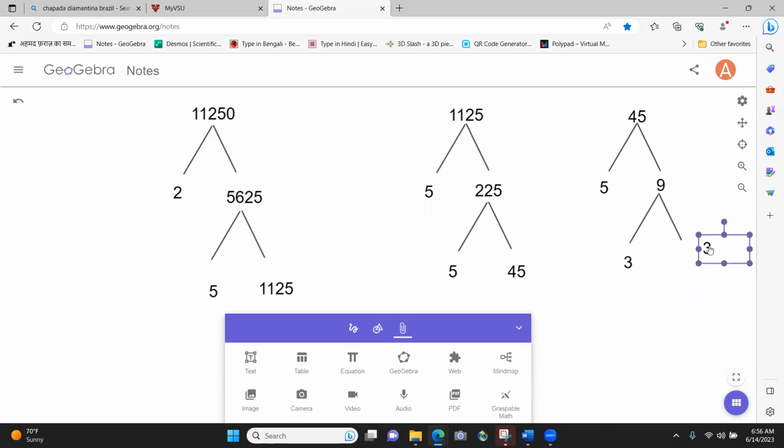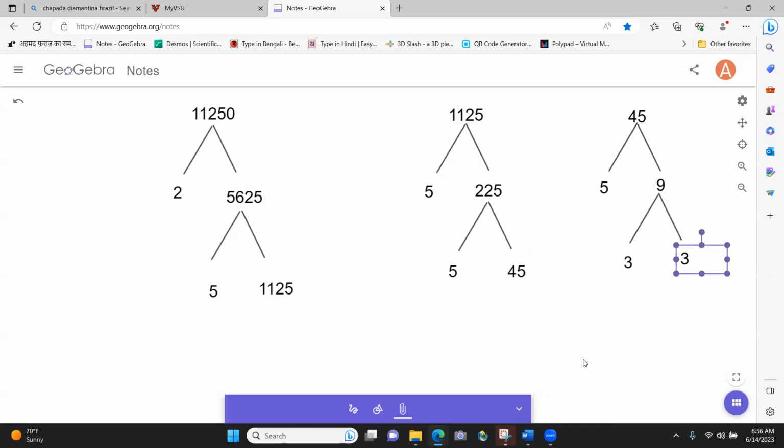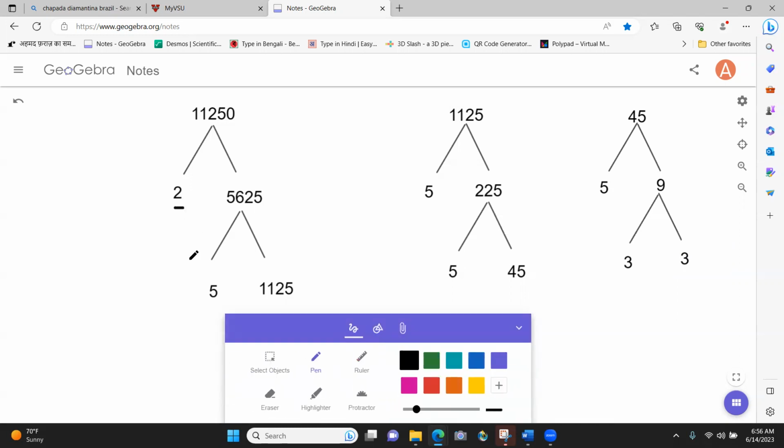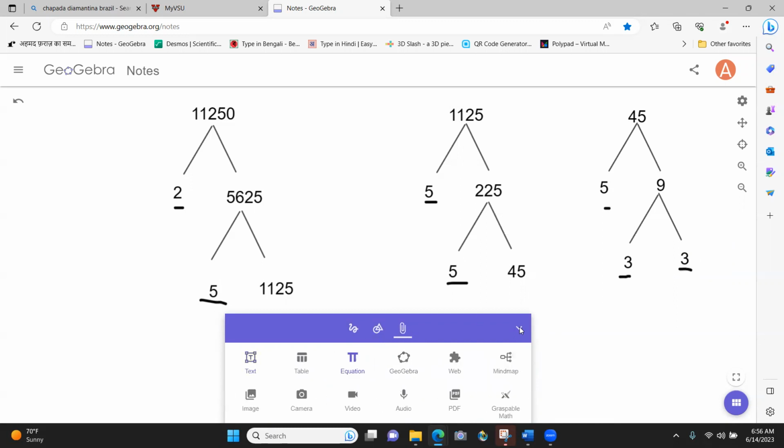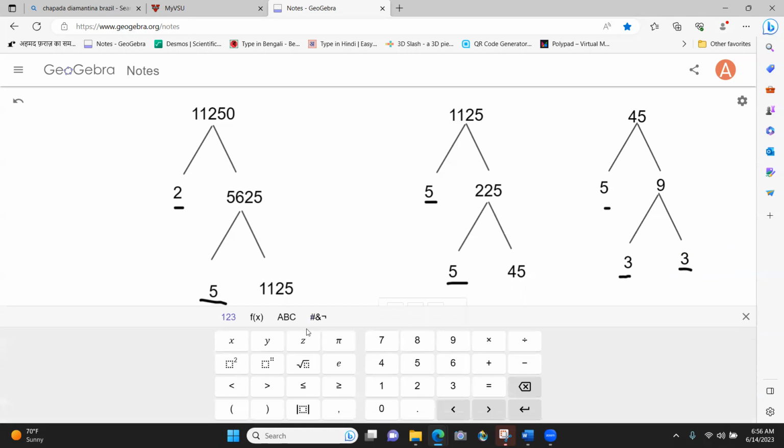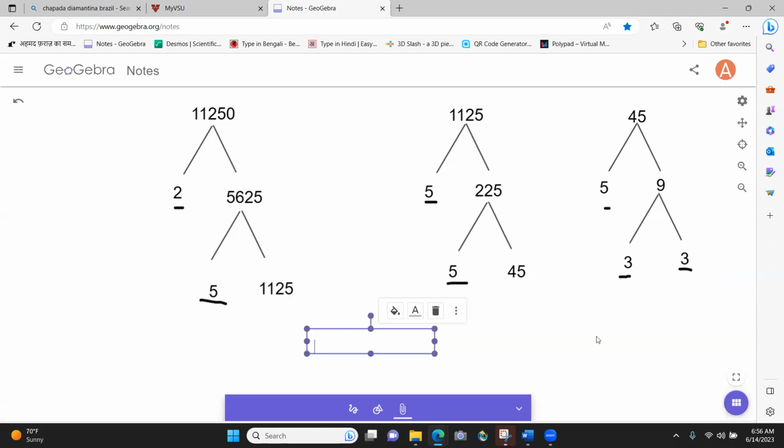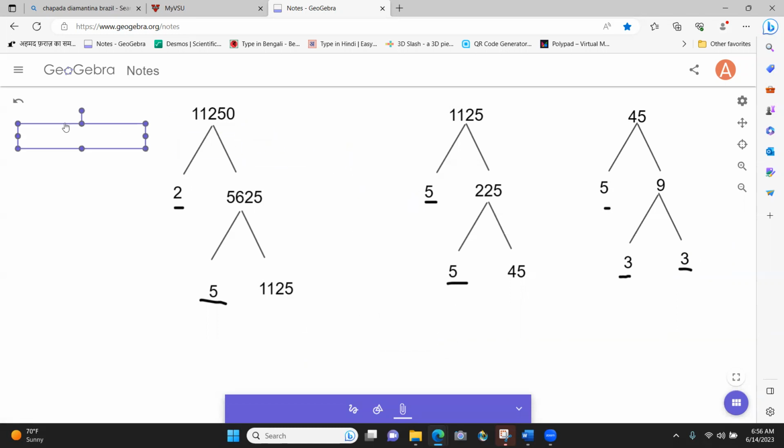So how do I write it properly? These are all prime numbers, okay? 2, 5, 5, 5, 5, 3, and 3. I'm going to write it like this. All right, guys? Let's write it here. Actually, I may have to drag it down.